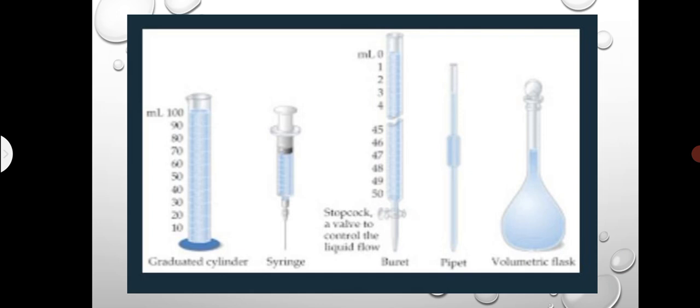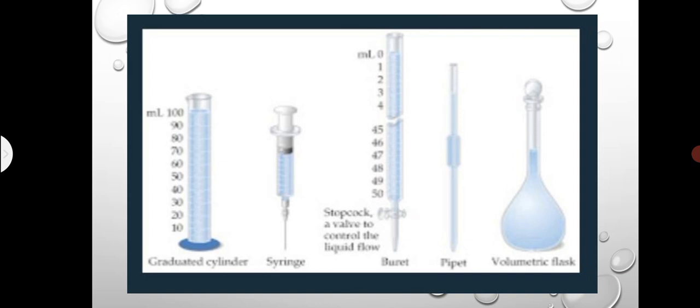So when we pour any liquid inside it, we can find out the reading, that is, the volume of this particular liquid. The second measuring equipment is the syringe. Through a syringe also we can find out the volume of a liquid. The third one is the burette. You can see it's a glass tube and a scale is also present on it, and at the bottom you can see a stopcock, and this stopcock is a valve to control the liquid flow.